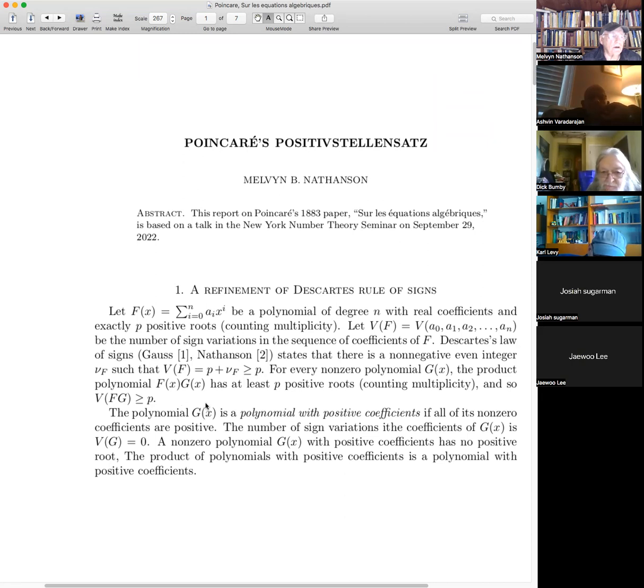There are some polynomials that certainly have no positive roots. For example, if all the coefficients of the polynomial are positive, and you plug in a positive value for x, you get a positive number. So for a polynomial g, we say it's a polynomial with positive coefficients if all of its non-zero coefficients are positive. A non-zero polynomial with positive coefficients has no positive root.